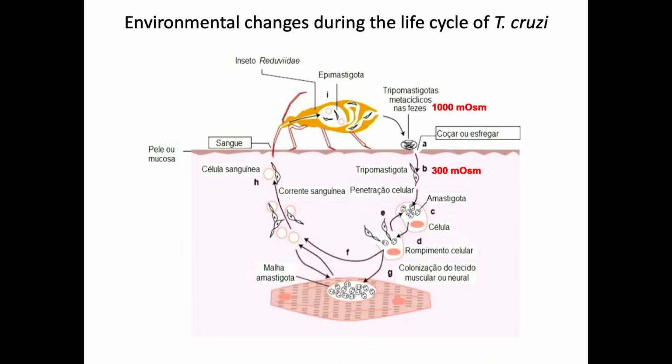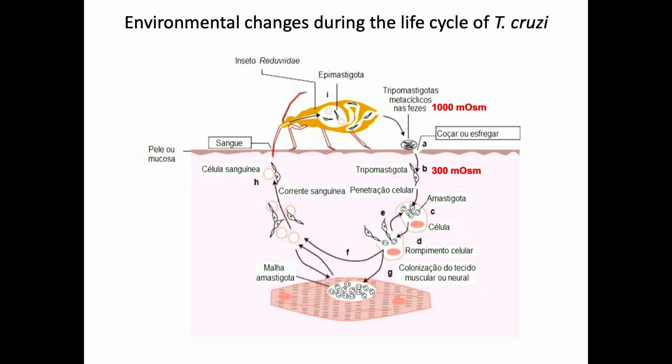And the reason that we do that is because these parasites have a very complex life cycle, and the parasite faces several challenges during the life cycle. So they are in different tissues, in different environments. And one of the challenges is the osmotic challenge.